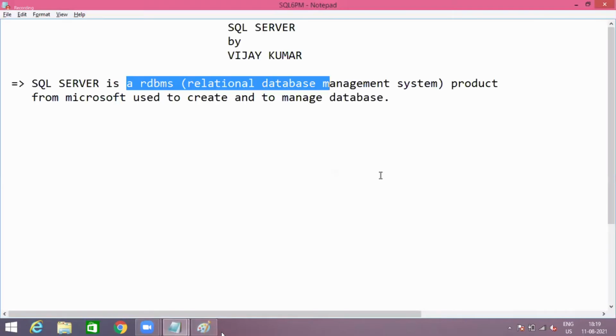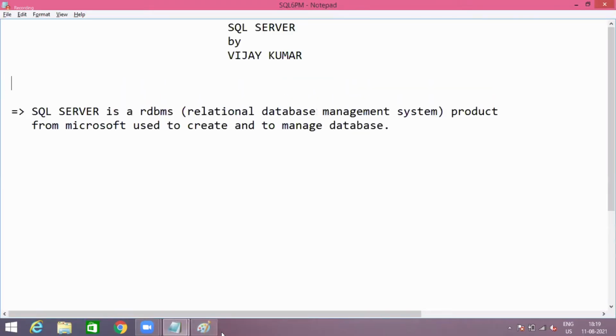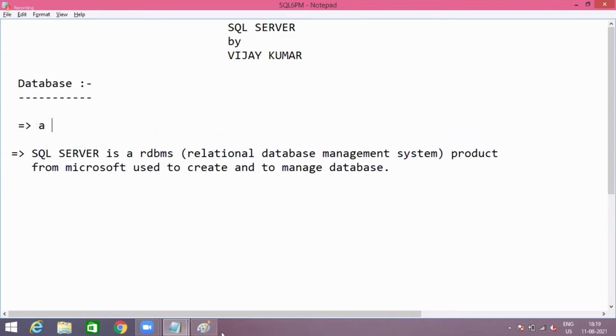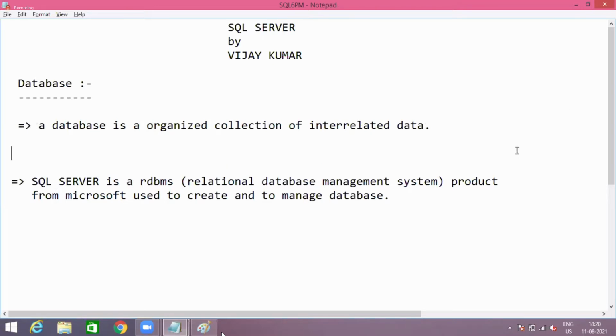Then one is asking, sir, what does database mean? What is the definition of database? A database is an organized collection of interrelated data. So this is the definition of database. Database is an organized collection of interrelated data.